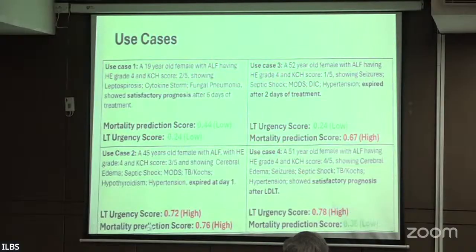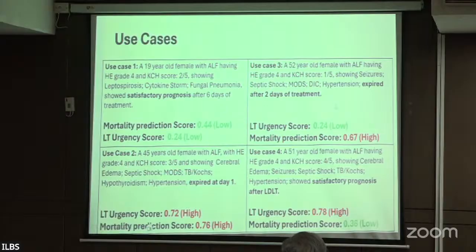Some use cases I have collected from this analysis. The mortality prediction score and LT urgency score were both low when there was HE grade 4 but the KCH score was 2 by 5. It was a low KCH score, but the HE grade was very high. But then also the LT urgency was low because of the KCH score, and the mortality prediction score was also low in terms of other clinical factors.